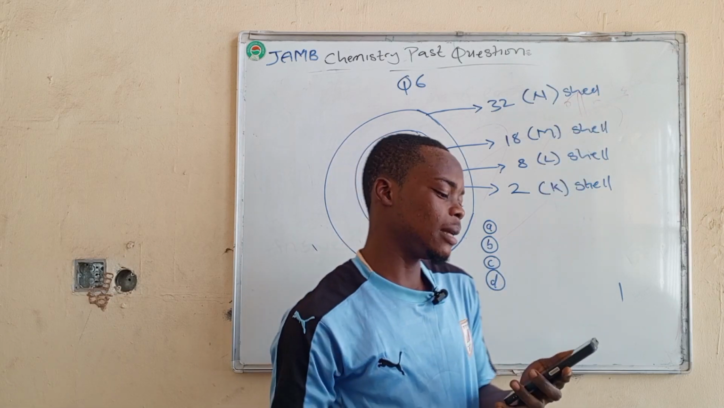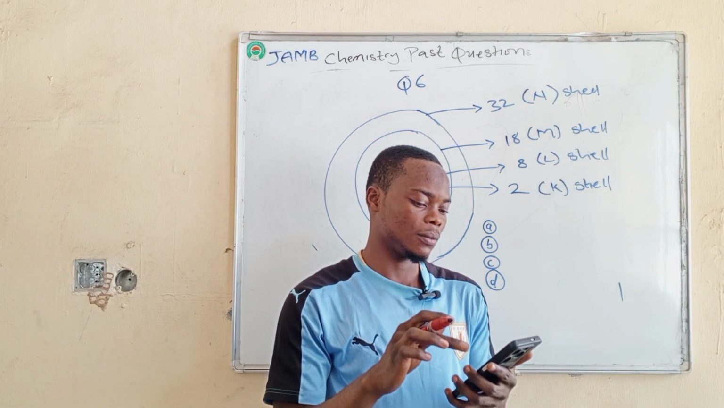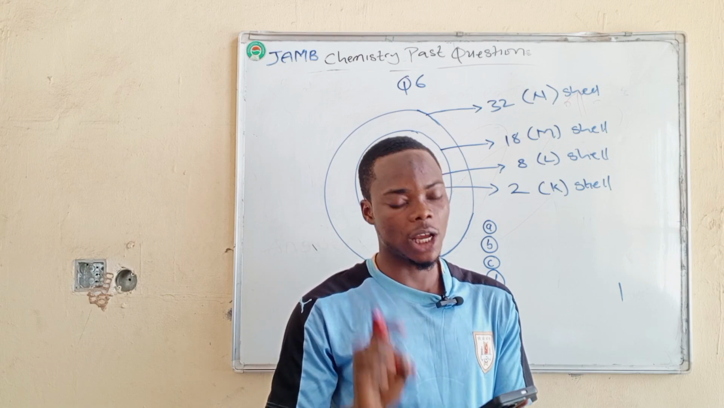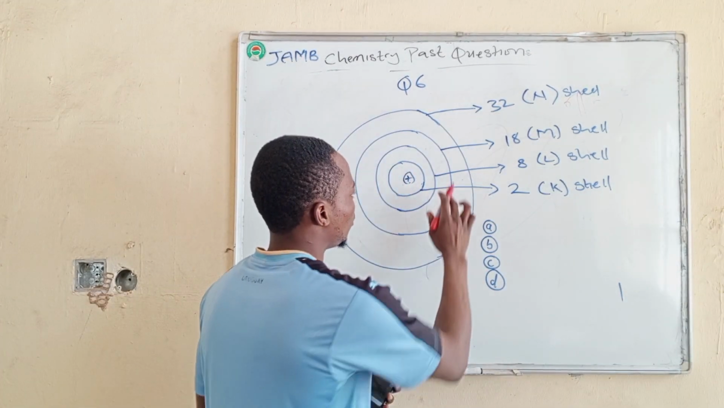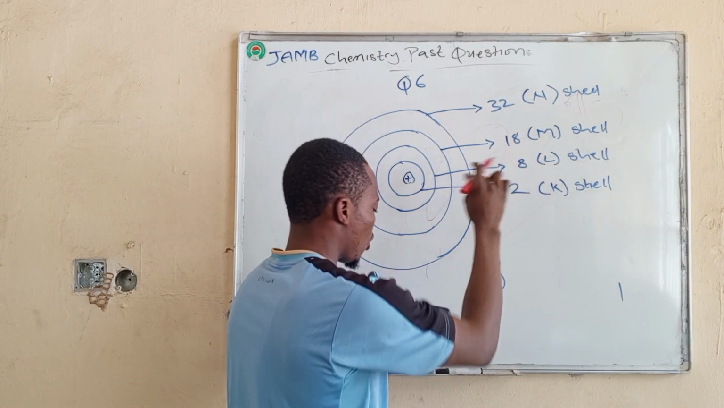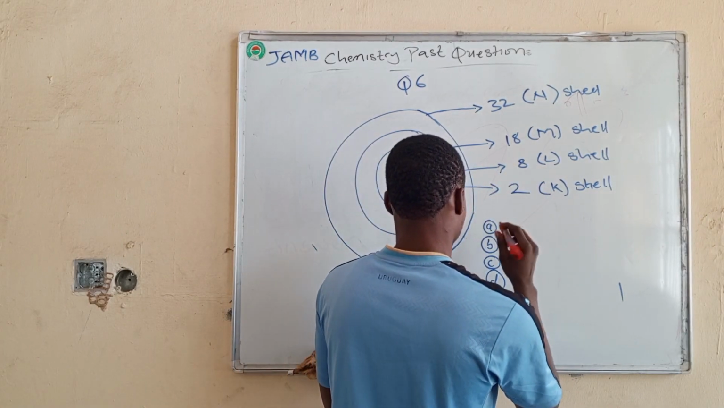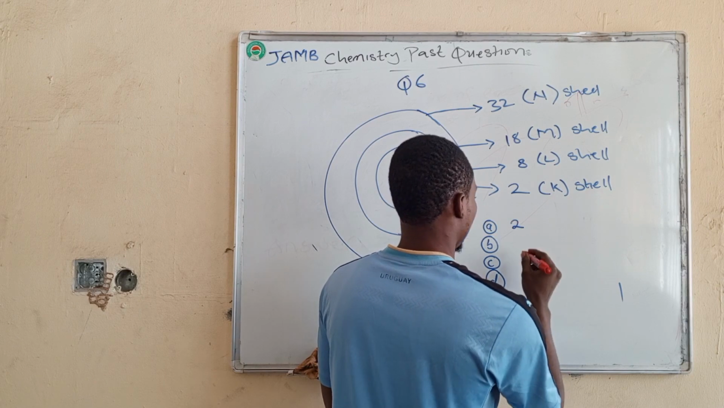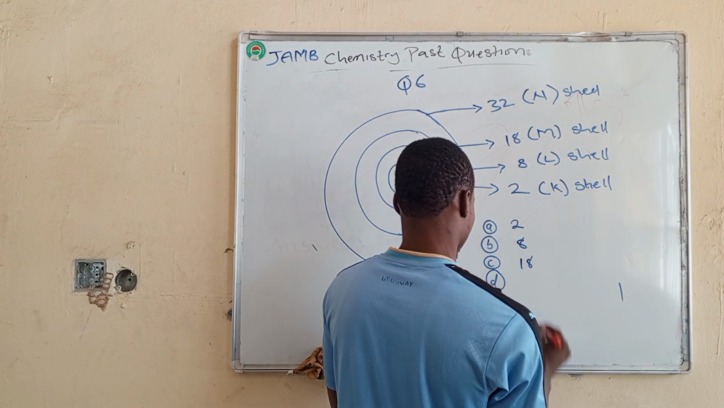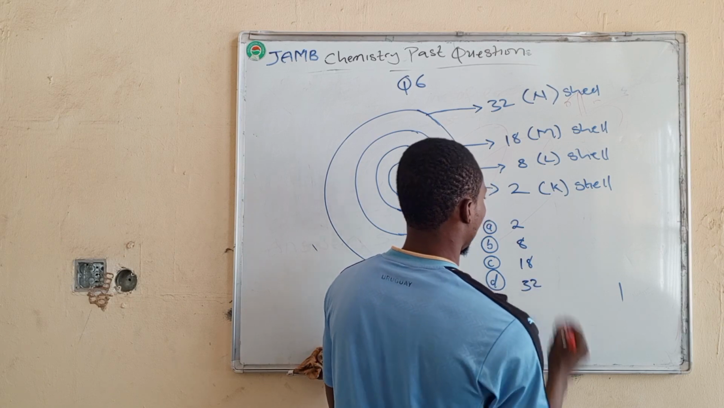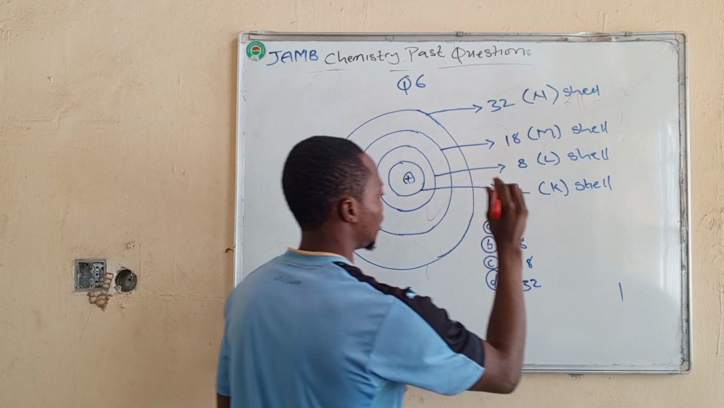Now the question here is: the maximum number of electrons in the L shell of an atom is what? From what I have explained just now, it is 8. So option A here is 2, B is 8, C is 18, D is 32. So the answer to this question is 8.